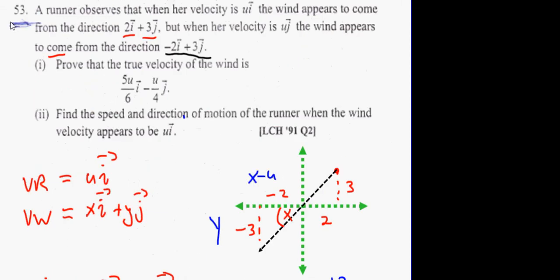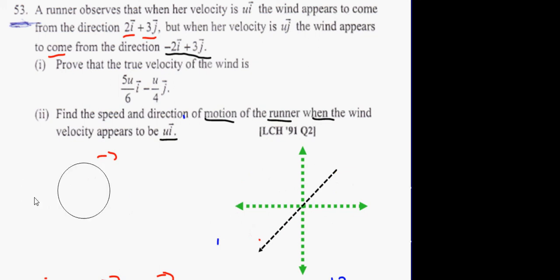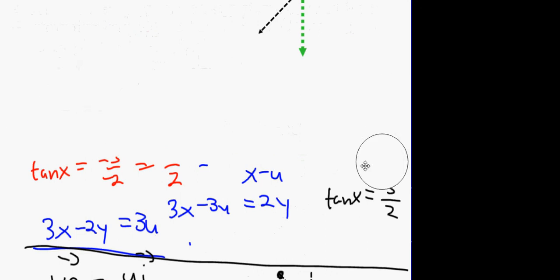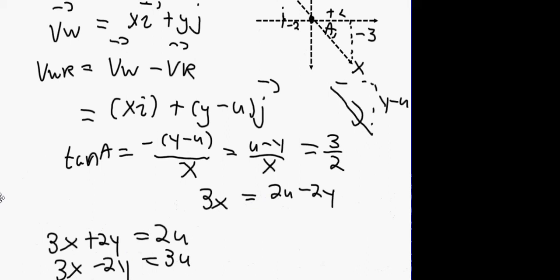Now, there's a second part to this question, okay? The second part of this question is, find the speed and direction of the motion of the runner when the wind appears to be ui. So what we can do there is rub out all our current workings because it has nothing to do with this question. You can also answer these two questions separately, so that's another thing to notice.